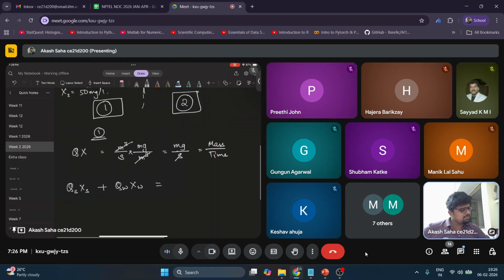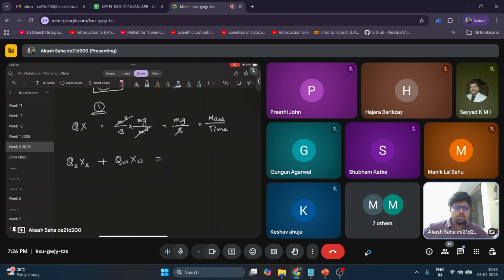So what is the mass in the second half? So what will be the Q in the second half? Q both will add. So Qs plus Qw both will add into some X. I don't know that X. So we have to find the X. So what will be my X? X will become Qs into Xs plus Qw into Xw divided by Qs plus Qw.